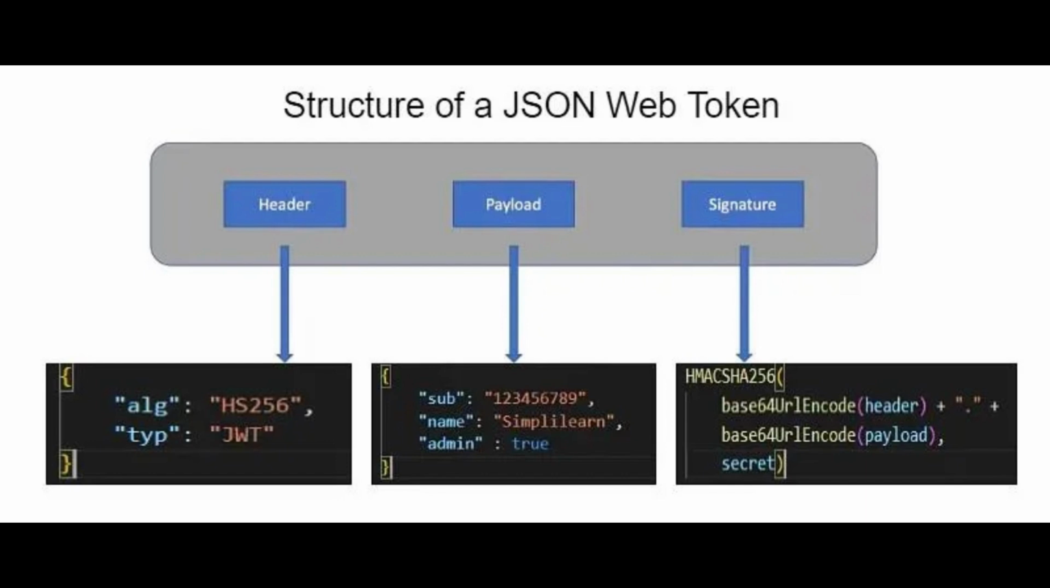The header contains information about the token type and the signing algorithm. The payload contains the claims, the user information. The signature is used to verify that the token hasn't been modified.